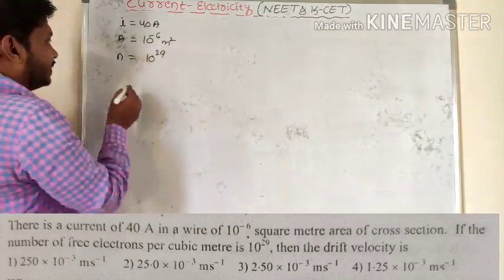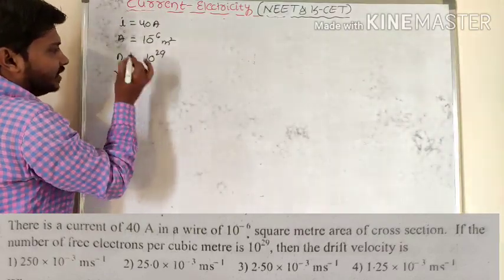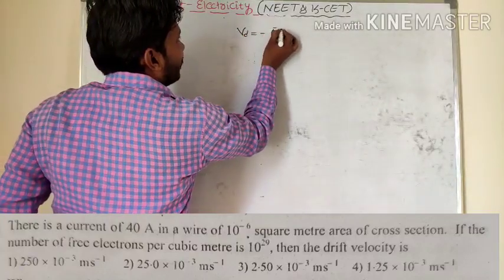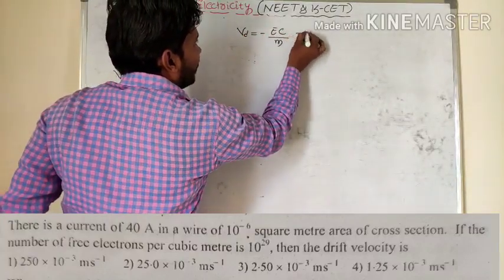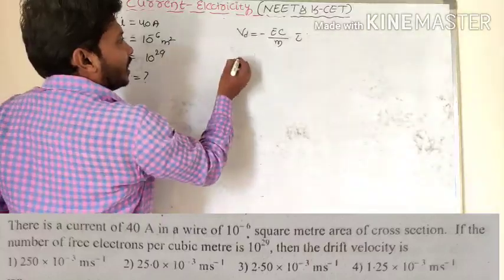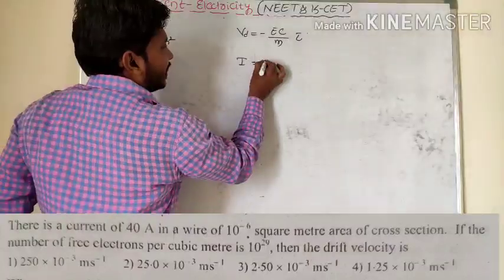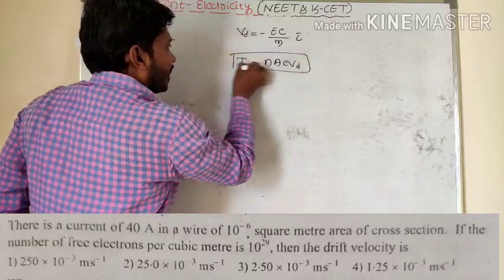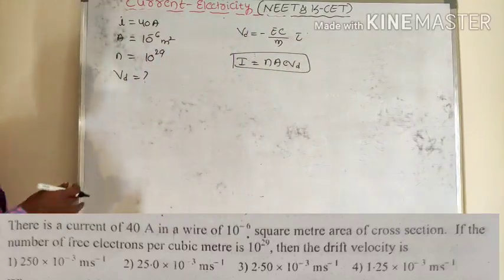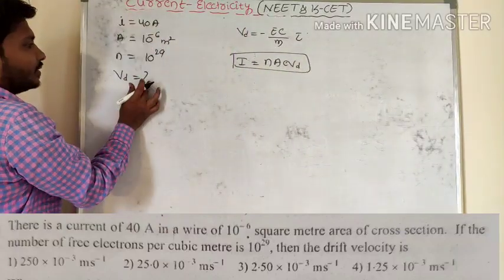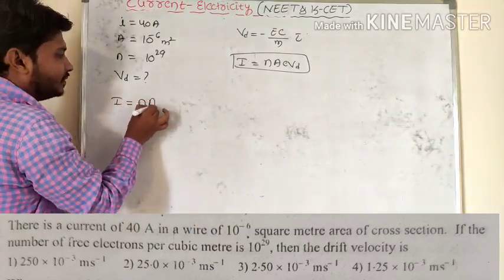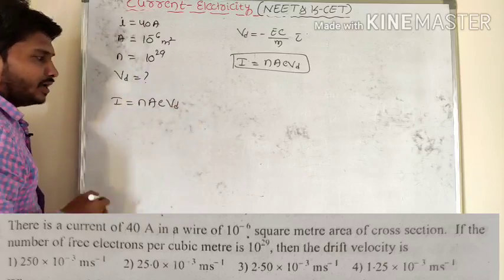Then the drift velocity: what is the connecting formula for drift velocity? V of d is equal to minus e E divided by m into tau, or drift velocity in terms of current is I equal to n A e V of d. In theory you derive these equations, so I will use the same equation to find the drift velocity. The formula is I equal to n A e into V of d.